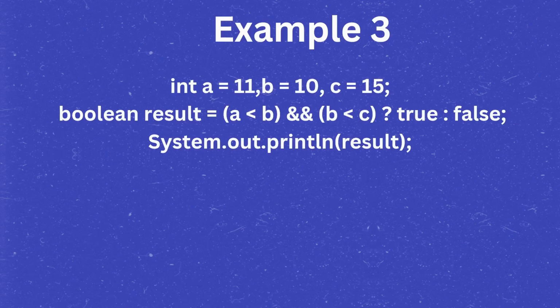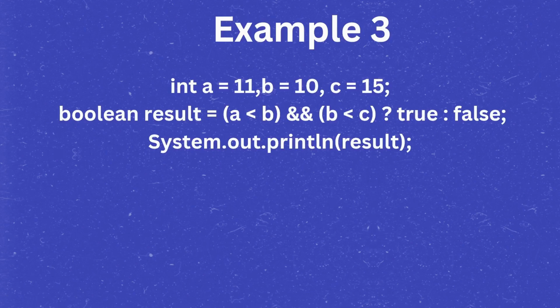Let's take another example. We have this question: int a equal to 11, b equal to 10, c equal to 15. Then we have result equal to a less than b, then the logical AND operator, then b less than c. So in this case, first the condition will execute, right? So we have the AND operator, logical AND. This has the lowest precedence, so this will be executed last. First what we have? Parenthesis. So we have two parentheses, one this, one this. In both we have the less than sign, so any one can get executed. So let's execute this first.